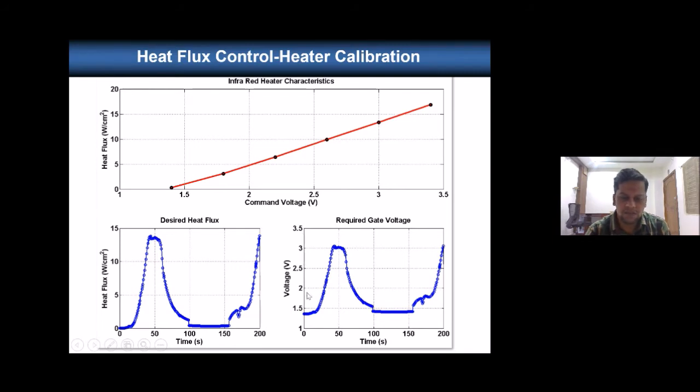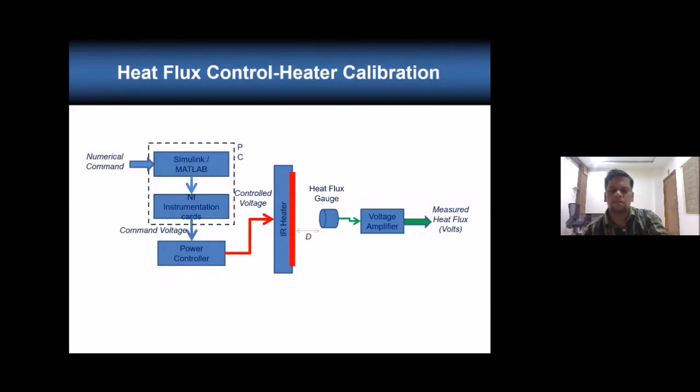Only the magnitudes are changed. You can see here that at 3 volts I can achieve almost 14 watt per centimeter squared. So based on this heater characteristic, we can roughly cross check whether this voltage profile is correct or not. Now I have to apply this voltage profile. I will apply the voltage profile to the heater.